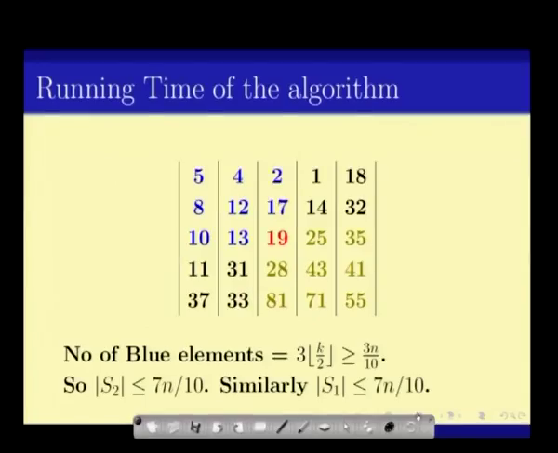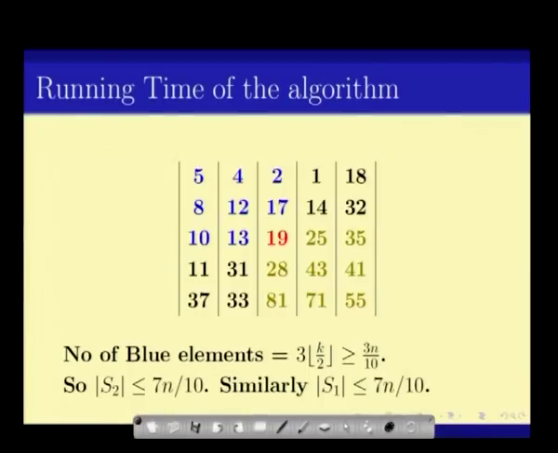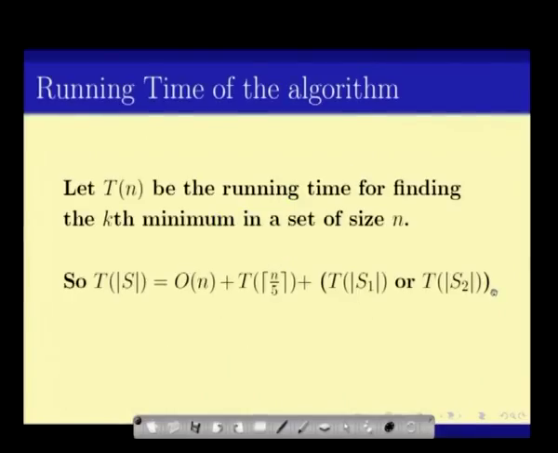So, by choosing the right pivot, we are ensuring that the subproblem that we have will be strictly smaller than the original problem, and here is the bound. It says that S1 and S2 will both be less than 7n over 10. So, thus our recursion, which was this, becomes T of n is less than order n plus T of n over 5 plus T of 7n over 10.